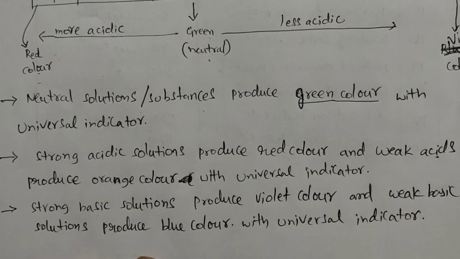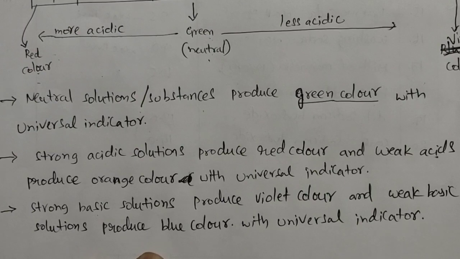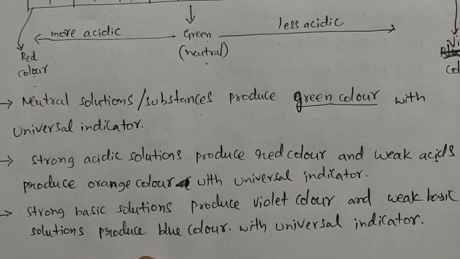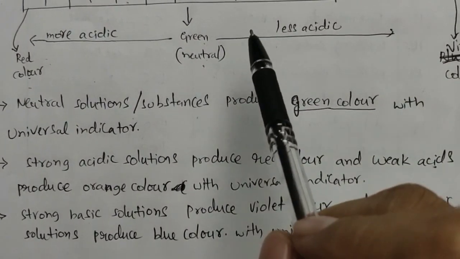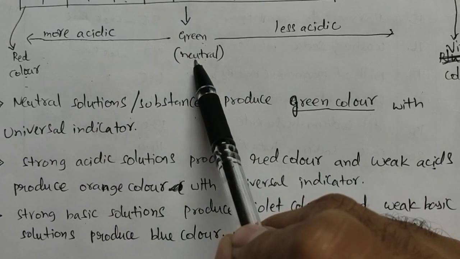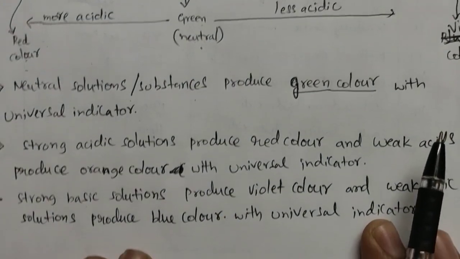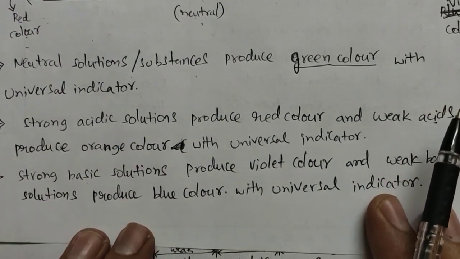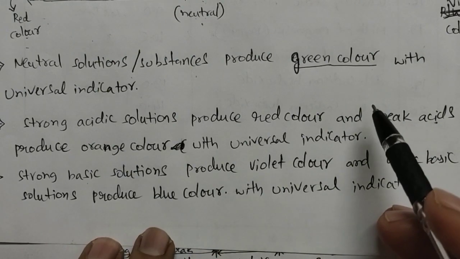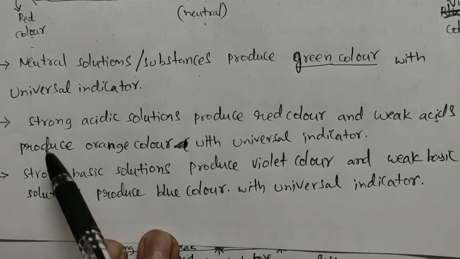So now I am asking a question. What could be the color of universal pH paper if a drop of pure water is introduced on it? Pure water is neutral, right? Its pH is 7, right? So pH 7 corresponds to which color? Green color. Therefore, pure water or neutral solutions produce green color with pH paper, universal pH paper.